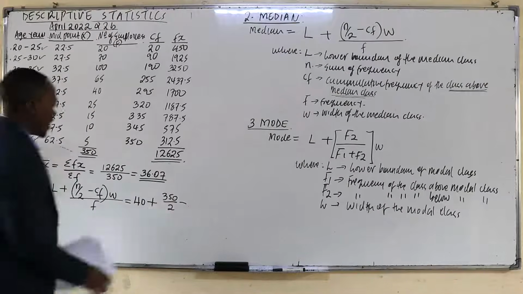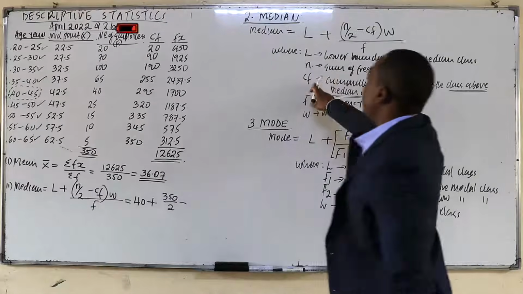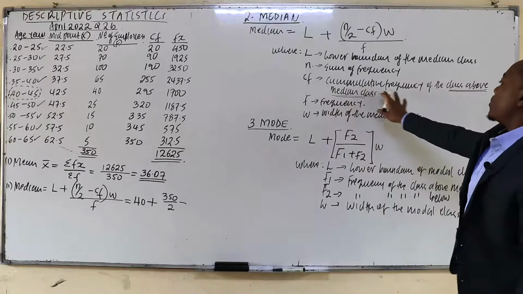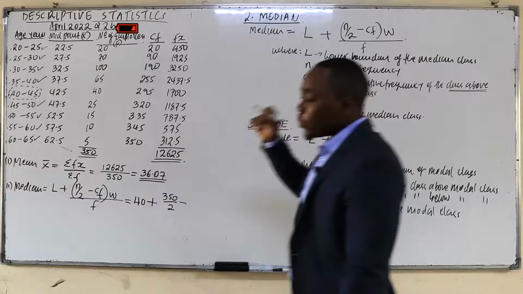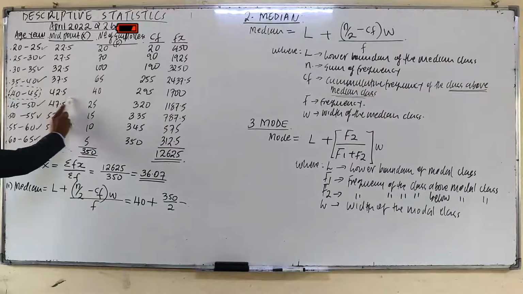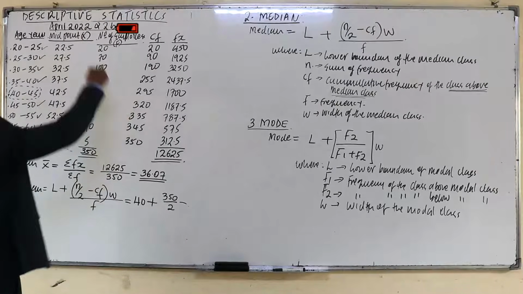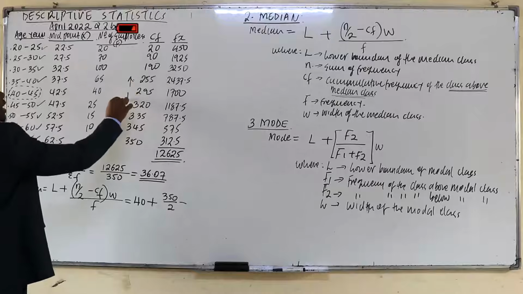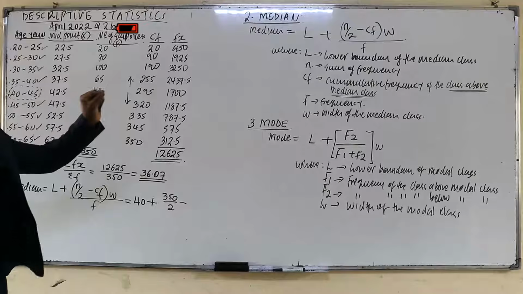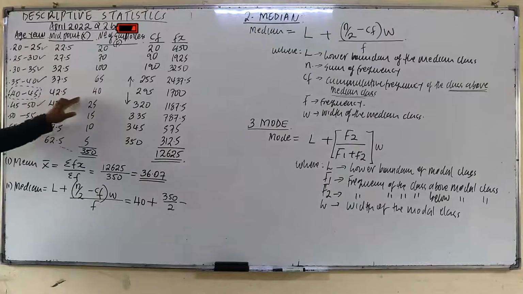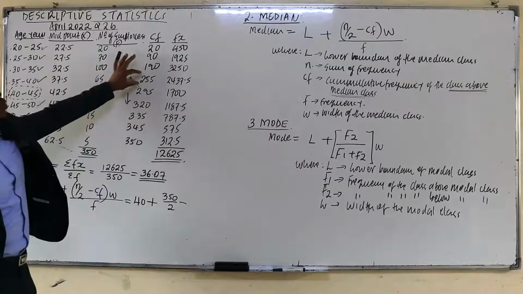Then you minus the cumulative frequency. What is this? CF is the cumulative frequency of the class above the median class. This is the class above. This is the class below. Now, the cumulative frequency of the median class is 295. So therefore, our CF will be that of the class above, which is 255.